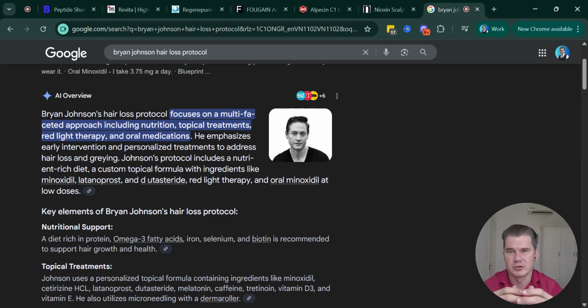Also, Bryan Johnson has been doing treatment to address this hair loss from multiple angles. So it just doesn't rely on the shampoo.